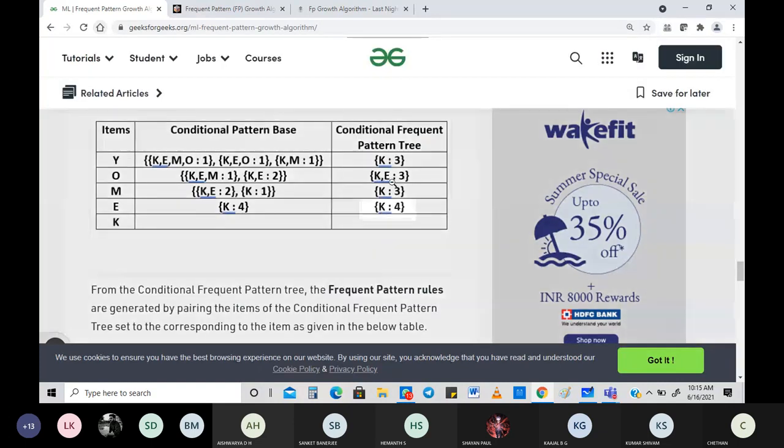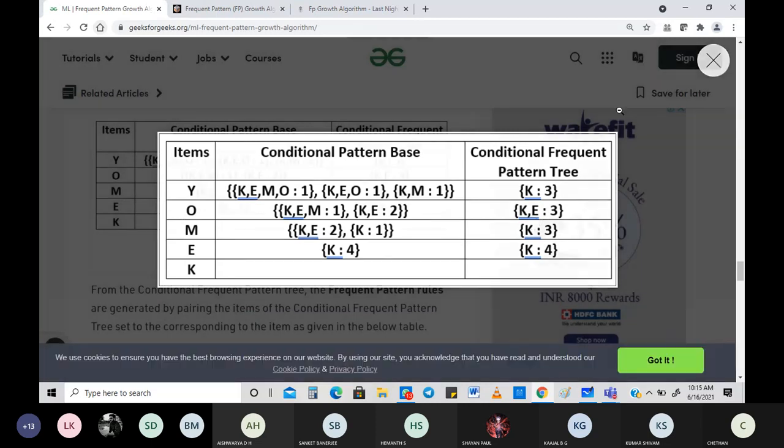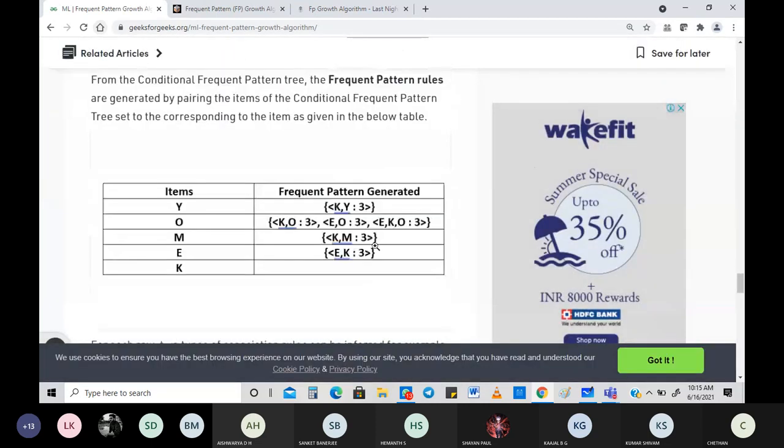K and Y, only one combination. Then here, K and O, one combination. E and O, another combination. K, E themselves, one more combination. See this? K-O, E-O, E-K-O, three combinations together, with all the values on them. This is something that you get at the last part of it. And these are the association rules that you figure out.